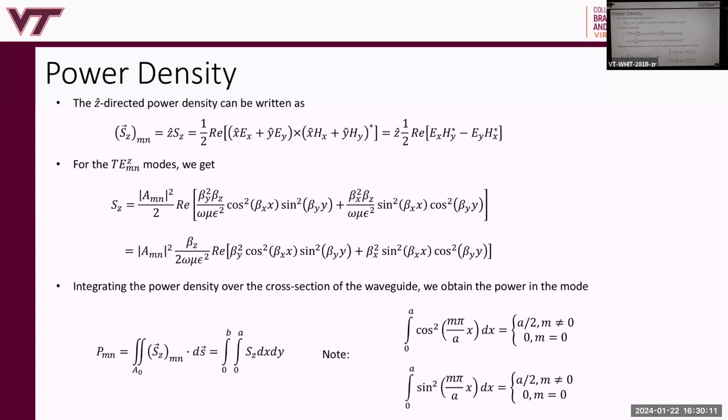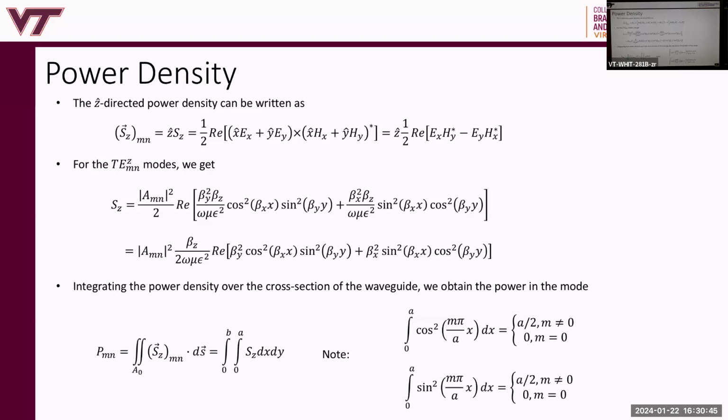We want to integrate this so that we can find what the power is in the mode itself. Why is this useful, right? Let's say you have some kind of source and you excite the waveguide with that source. You want to know how your power is distributed amongst the different modes, right? So this is a way to calculate that. Okay, so P_mn then is the power in the mnth mode. You integrate over the cross-sectional area of the waveguide, A0, which is orthogonal to z, orthogonal to the direction of propagation.